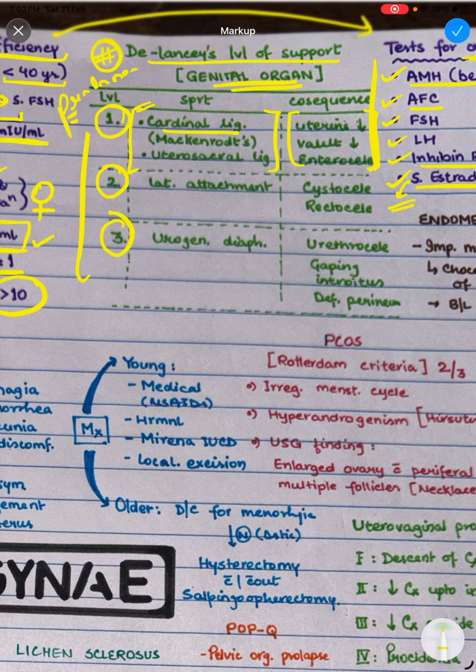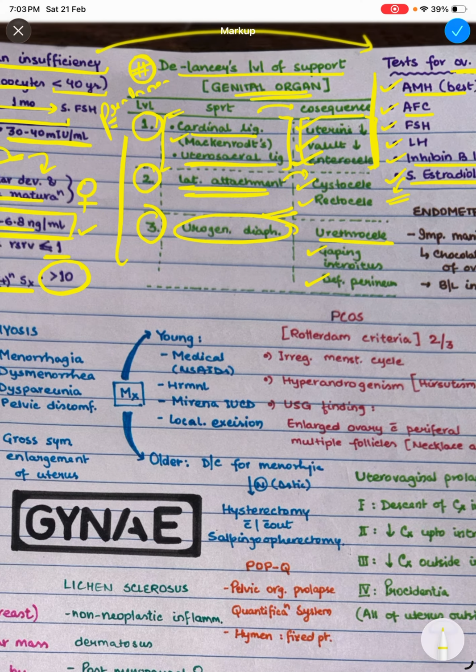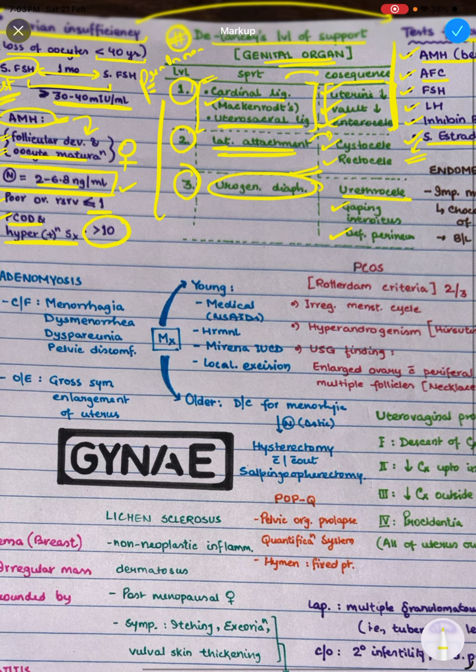The first one is the cardinal ligament, that is Mackenrodt's ligament, or the uterosacral ligament. These are the support structures. If they are not able to support, the consequences will be uterine prolapse, uterine descent, vault descent, or enterocele. The next is lateral attachments. The consequences are cystocele and rectocele. Whereas the urogenital diaphragm is also a support, but if it doesn't help, the consequences are urethrocele, gaping introitus, and deficient perineum. So these are DeLancey's levels of support of genital organs.